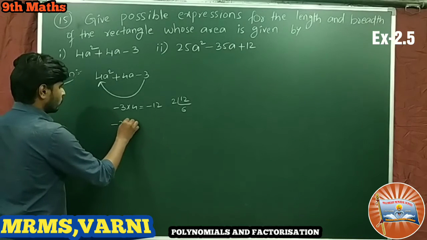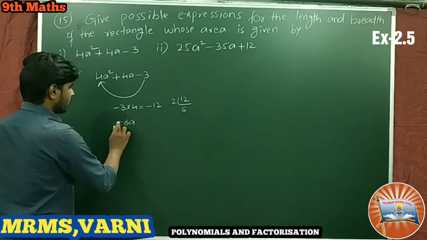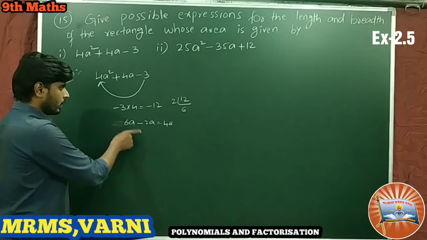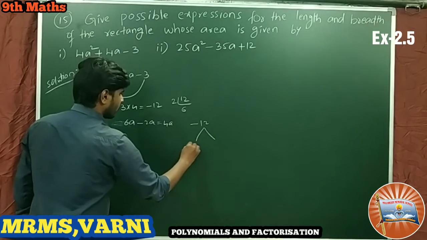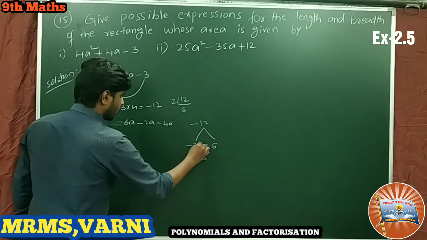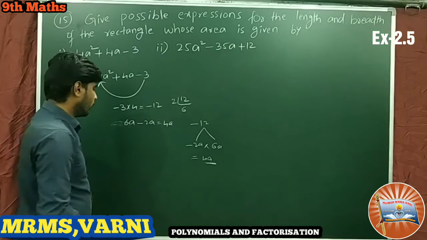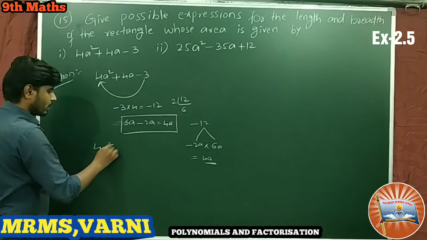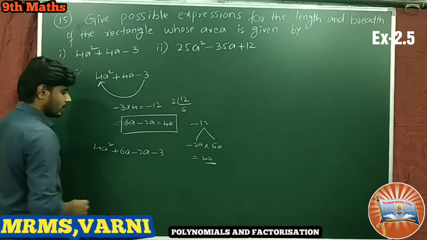So minus 2a, or we can write minus 6a, minus 2a, we take it is 4a. Is it suitable here? Yes. So minus 12 we can write as minus 2 into 6. If we sum this, it becomes again 4. Nothing but minus 2a plus 6a, nothing but 4a. I am choosing this pair here. Let us replace this here: 4a square plus 6a minus 2a minus 3.